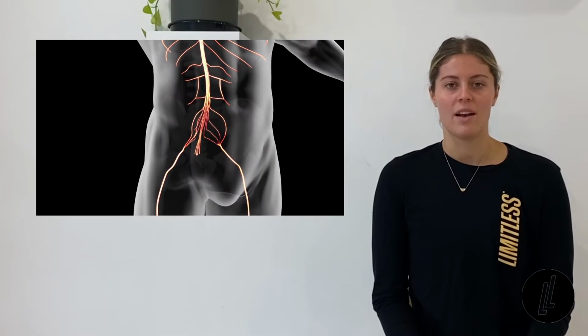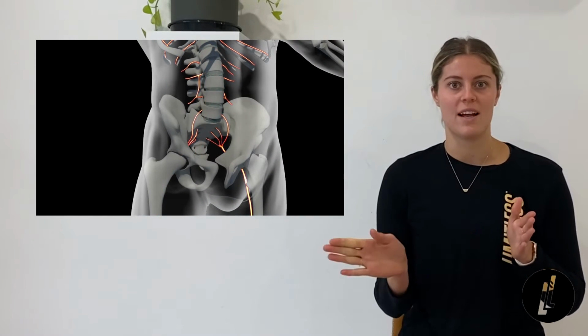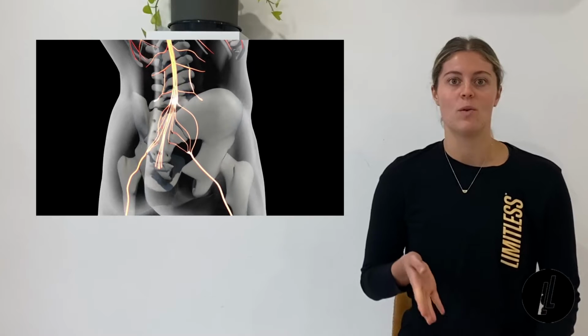Hey guys, so today I'm going to talk to you about what sciatica is. Sciatica is the umbrella term that we use to describe pathologies relating to the sciatic nerve. The sciatic nerve is the longest nerve in your body, and it goes from your spinal cord and branches out into smaller nerves, which innervate all the way down your leg to the base of your foot.